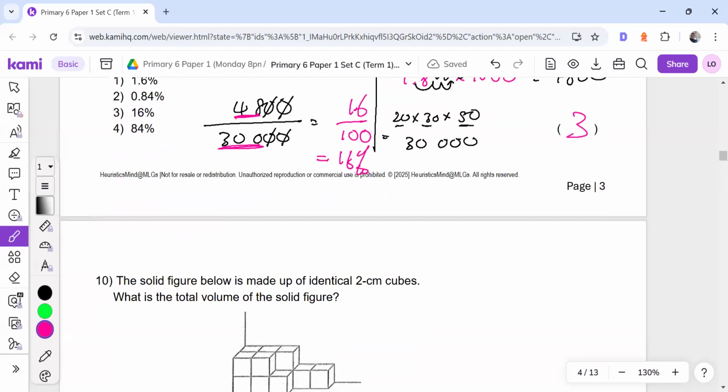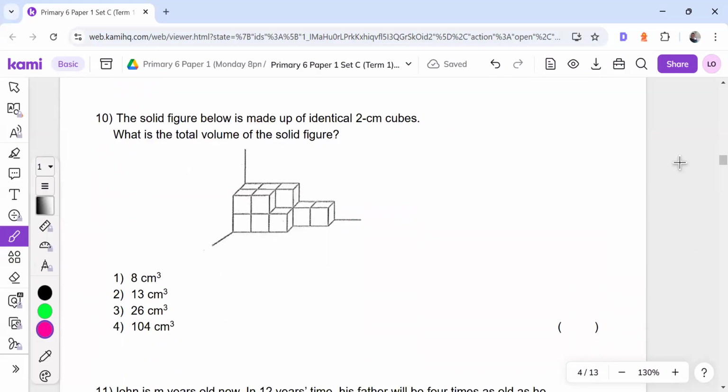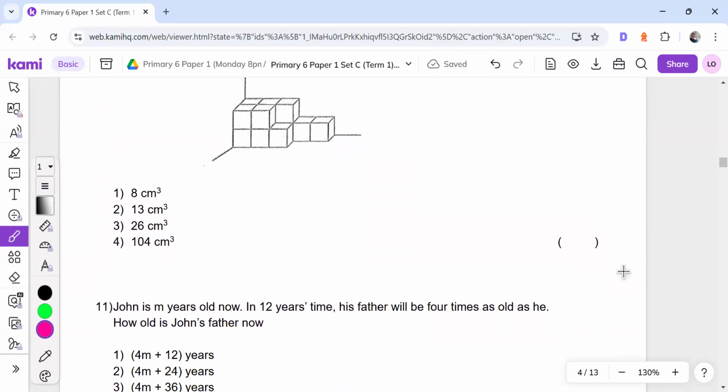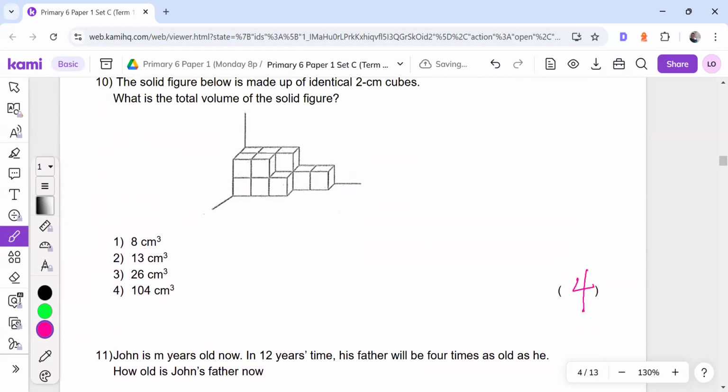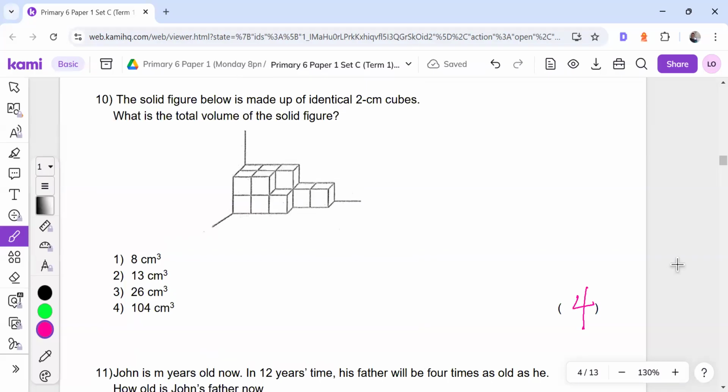Okay, let's go to question 10. Okay, question 10. What is the total volume? Now you make a mistake for this. Also, we did that before already, in our last few paper 1. Answer number 4. Okay, how to get the total volume? You need to count the cubes. And how do you count the cubes? This is how you count. 2, 2, 2, 2, 2, 1, 1, 1.